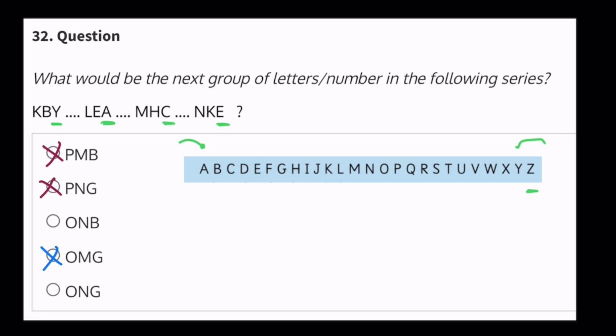Then we're moving from A to C. So again, we're skipping 1 letter. From C to E, again, 1 letter. So if we continue this pattern, we're skipping over F and over to G, which would be the last letter of our next in series. So that's how we get O and G as the correct answer for this question.